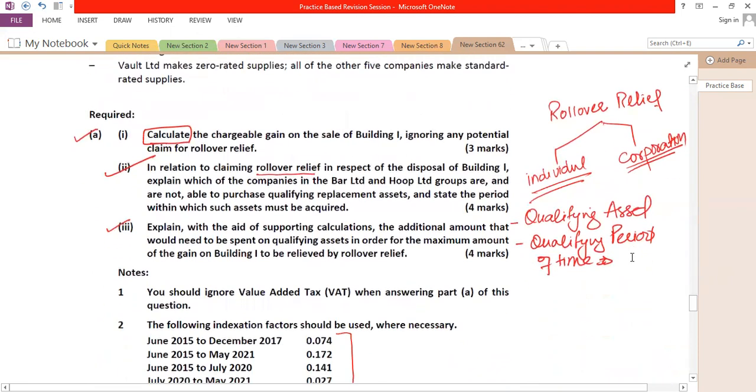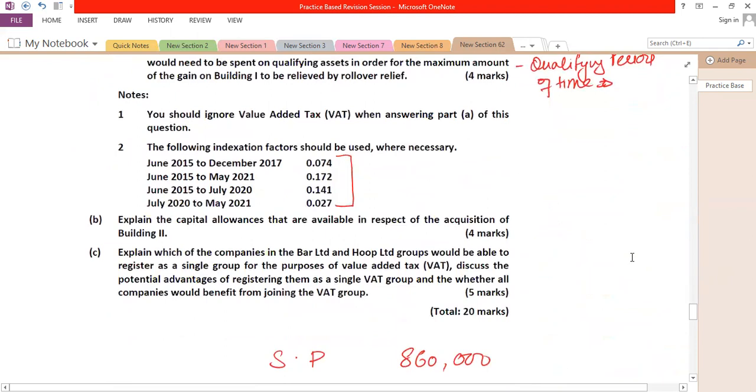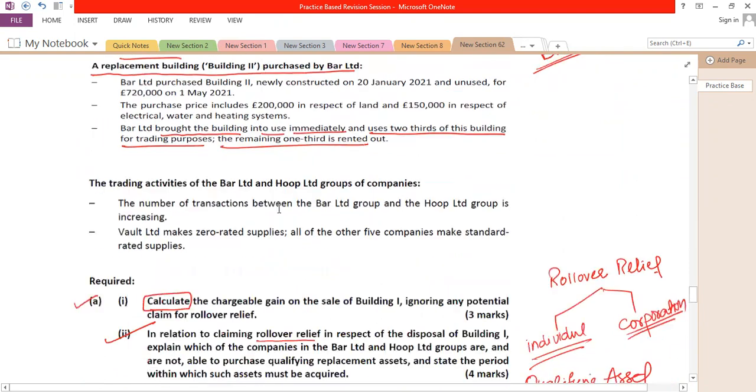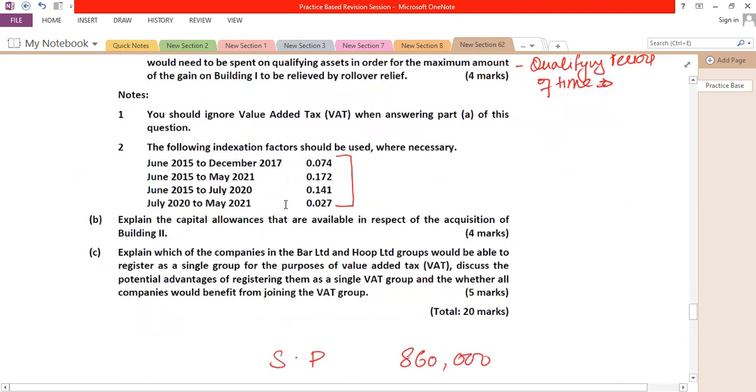So the next part, part B. Now in the last part, a replacement building was purchased by Bar Limited. So we have some construction on this building, and the purchase price included 200,000 for land and 150,000 for electrical, water and heating system, right? 2/3 is used for trade purposes, 1/3 is rented out. What is the question? Explain the capital allowances that are available in respect of the acquisition of building 2.